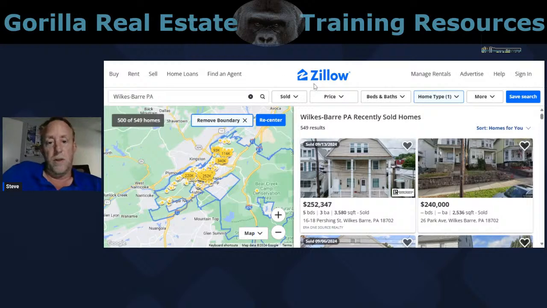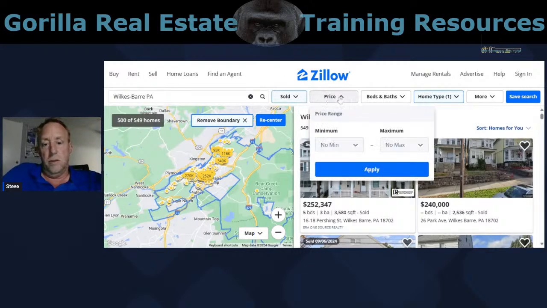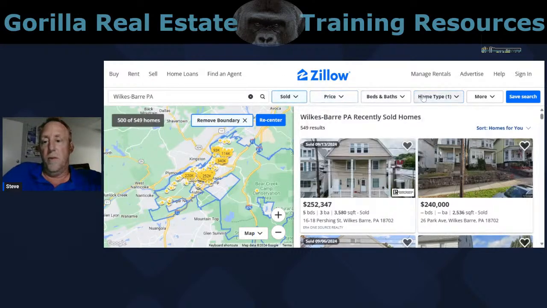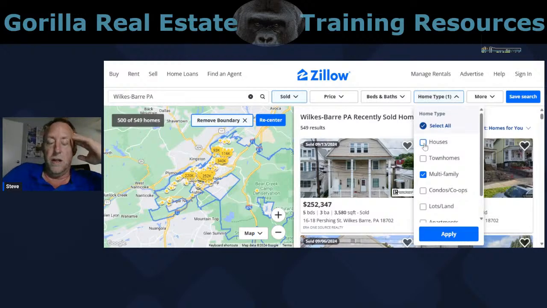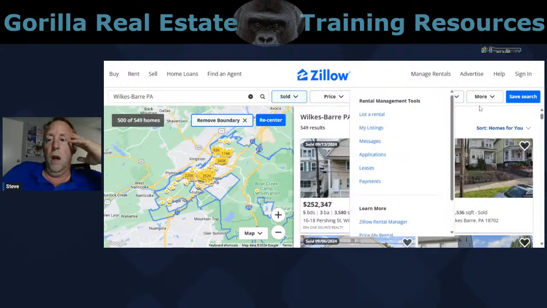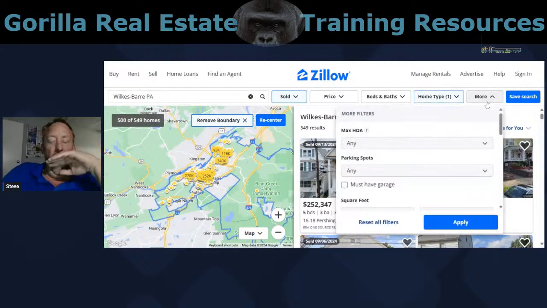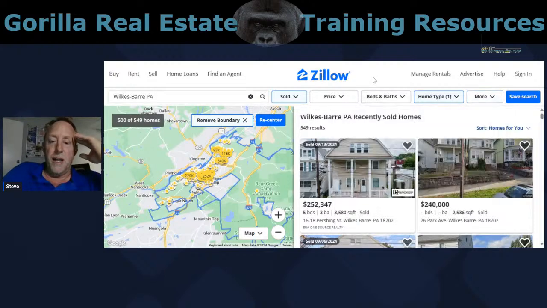So there's that. You can put a price range in if you want, bedrooms, bathrooms. This is the one that's critical. As I was saying, you want to pick your category that matches, or categories if that's the case. And you want to play with all of the other settings to give yourself as much accuracy as possible.